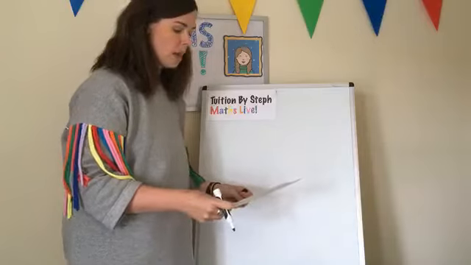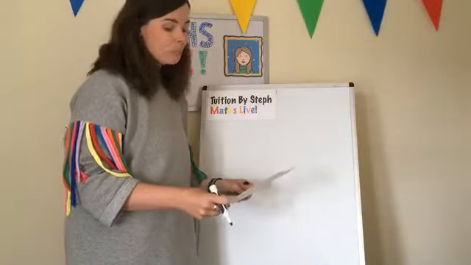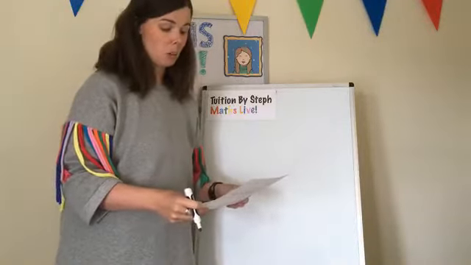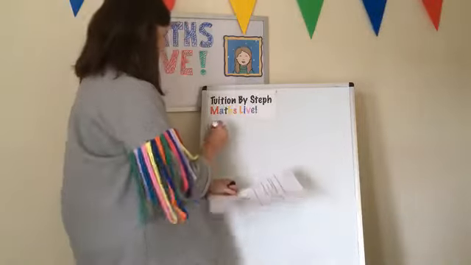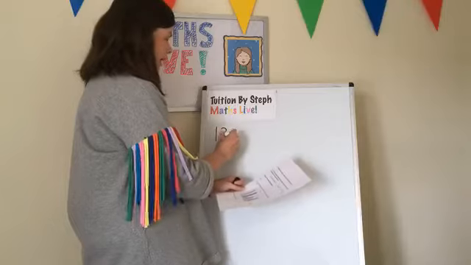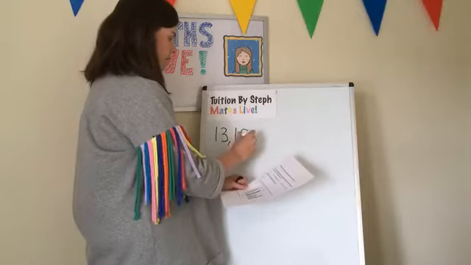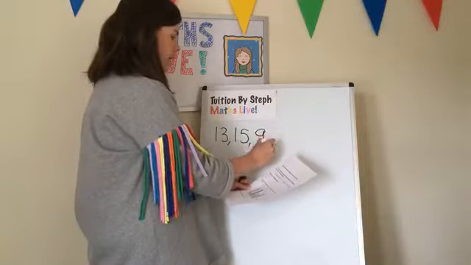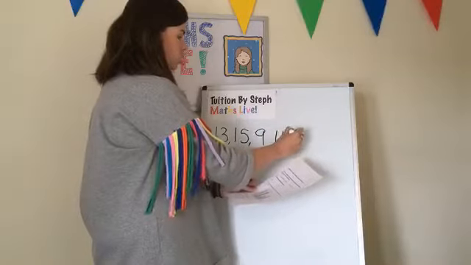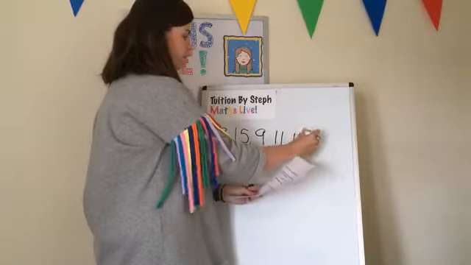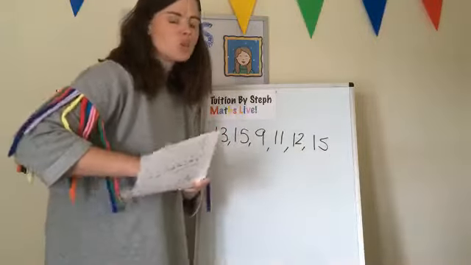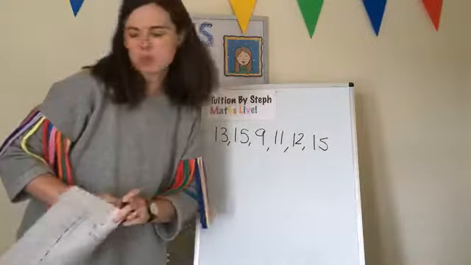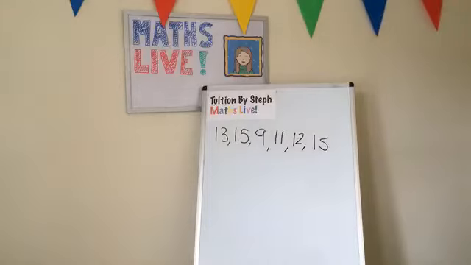Question 2 was, I buy 6 packs of Smarties from the shop and count the number in each tub. The results were 13, 15, 9, 11, 12 and 15. What is the range of results? I'll give you 20 seconds to have a go at that while I have a look at how you're all doing.